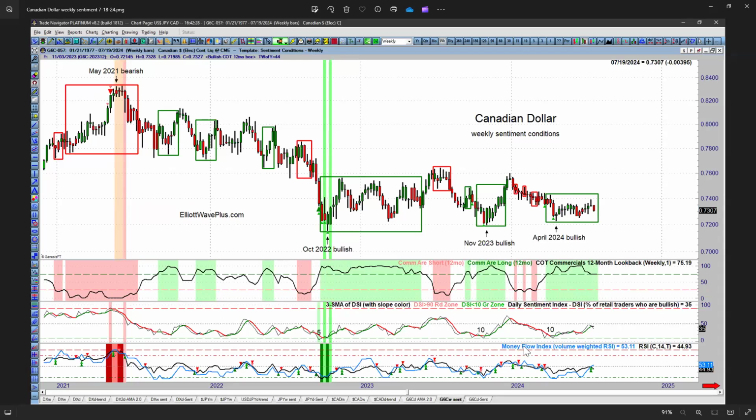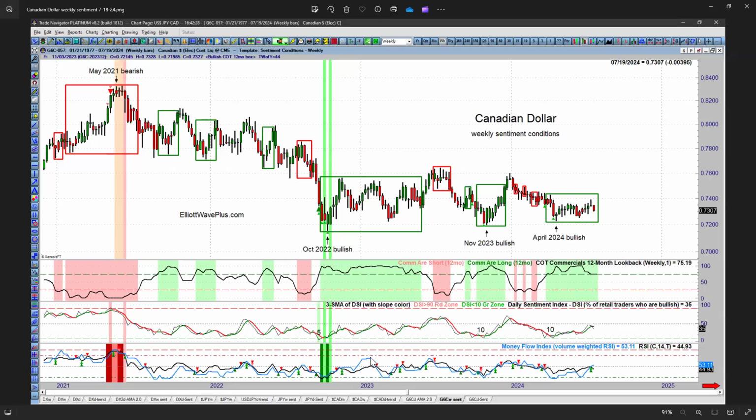This also gives me an opportunity to tell you about this third indicator. This is the money flow index versus RSI indicator. Money flow is the blue line, the RSI is black. The money flow index is a volume weighted RSI. And so when you see the money flow index moving up like this, well above the RSI, that means there's inflows. There's money flowing into the Canadian dollar.